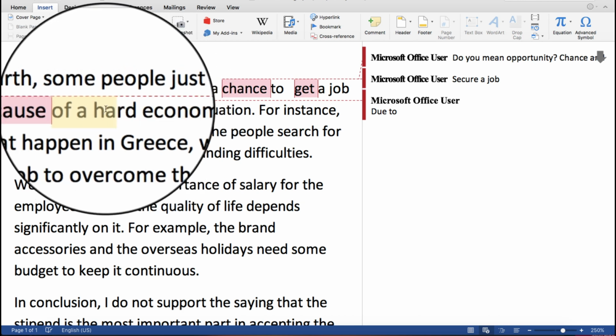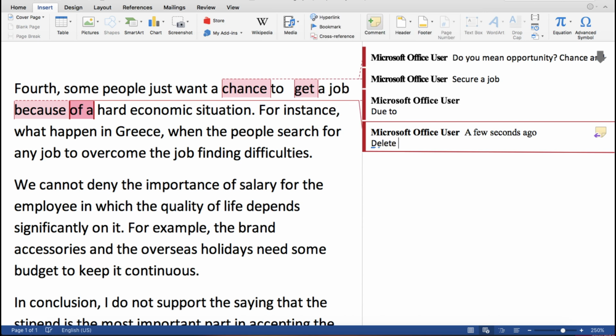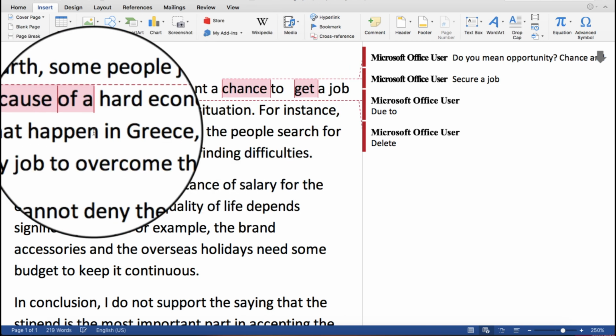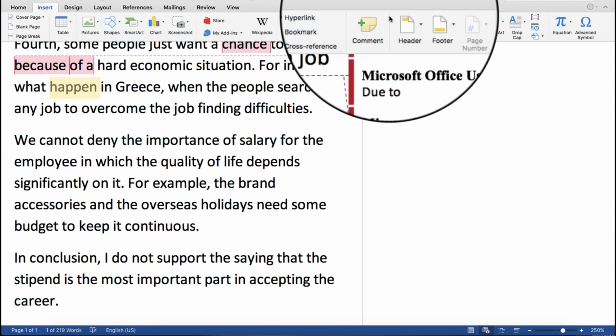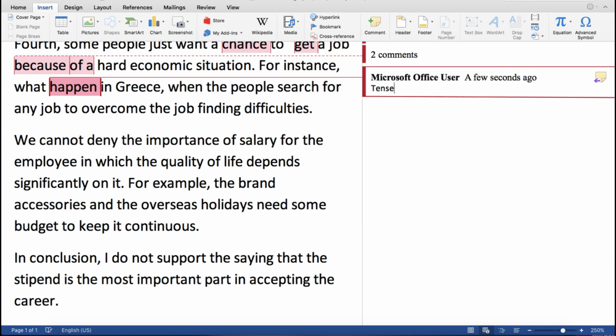I'm also giving him feedback on the use of a hard economic. And I said delete happen. What happened in Greece, I'm thinking maybe switching to past, because it's just going to give him more lexical diversity when he's taking this test.